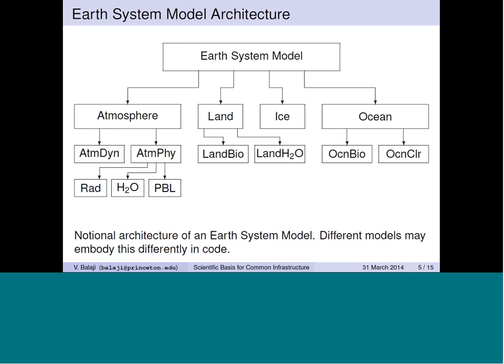And the physics can be split into a radiation component, a moist physics component, which is called H2O, and a planetary boundary layer. The land can similarly be split into a biosphere component and a hydrology component, which I'm calling H2O, and so on and so forth. So you can have multiple components. But in fact, in code, you may not be building it with so many components. You can code them up differently. So different models embody this differently in code.